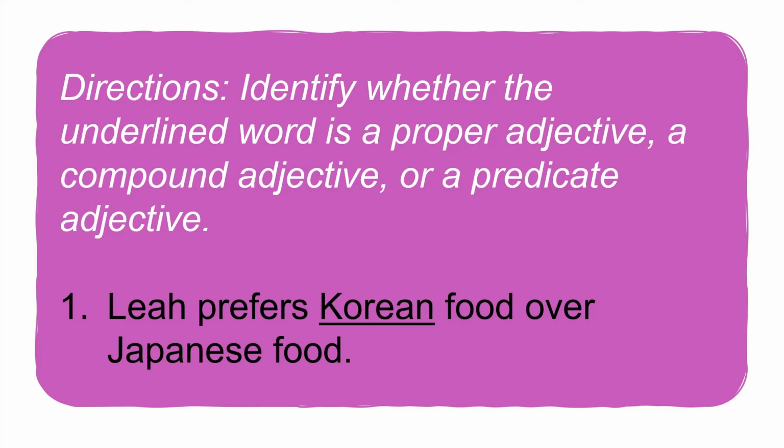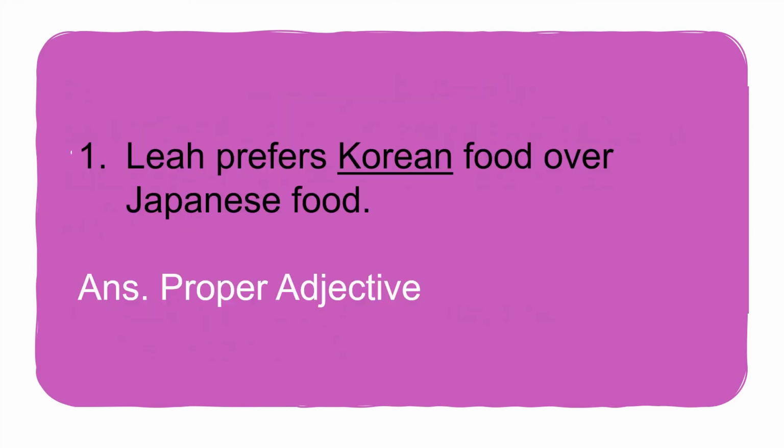Now let's see if you understood our lesson today. You need to identify whether the underlined word is a proper adjective, a compound adjective, or a predicate adjective. Let's have number one. Leah prefers Korean food over Japanese food. What kind of adjective is the word Korean? The correct answer is it is a proper adjective.